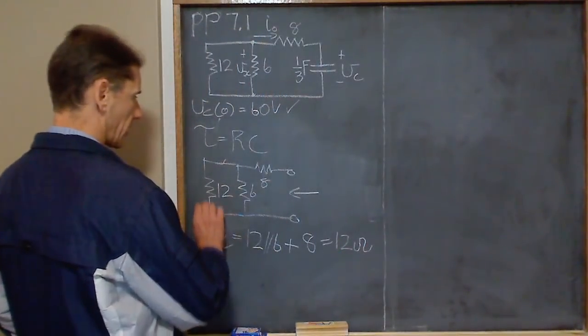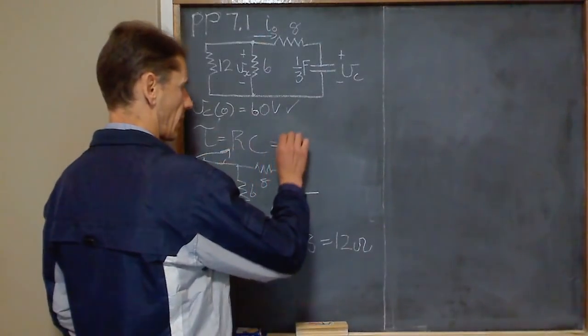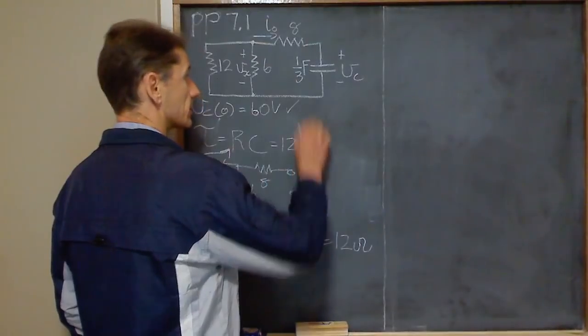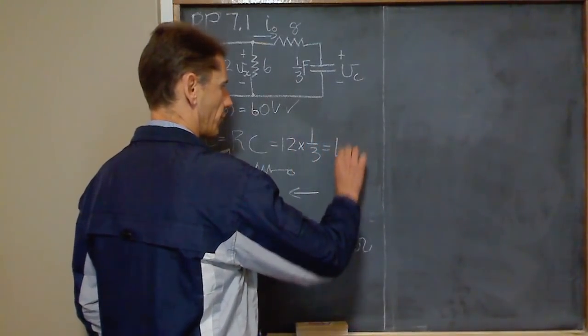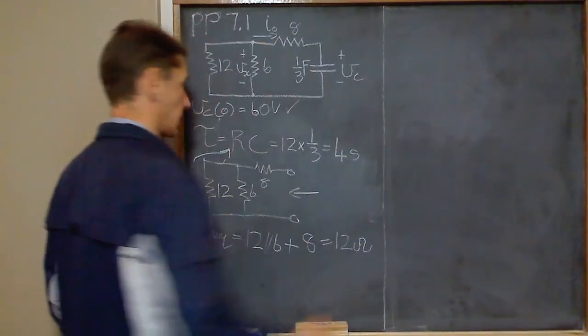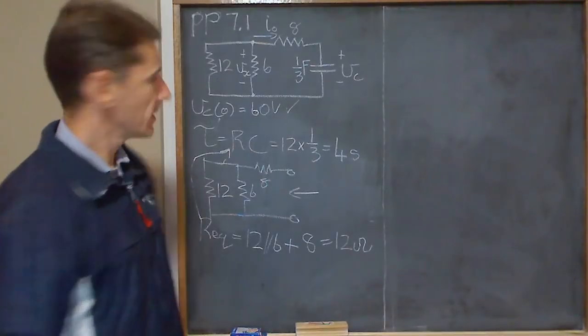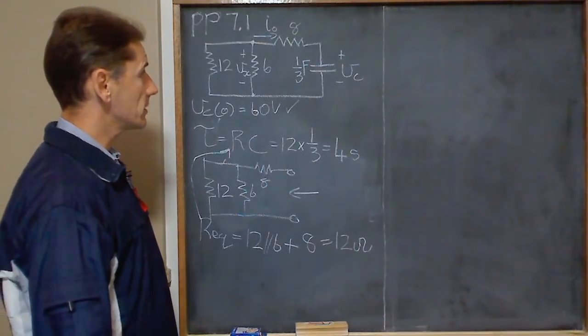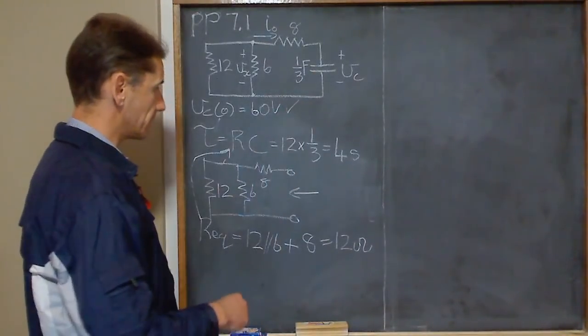So this R equivalent is what needs to go into that equation. So now I get 12 times that 1/3 of a farad, and I get 4 seconds. So my tau is 4 seconds. Right, so time constant sorted, which means I can now write an expression for this VC.